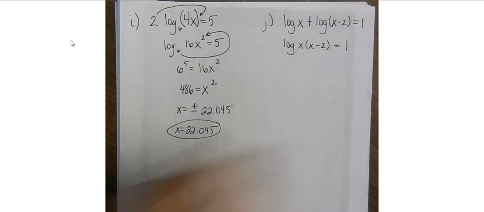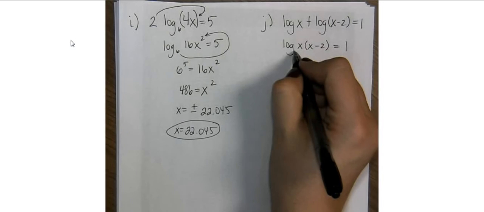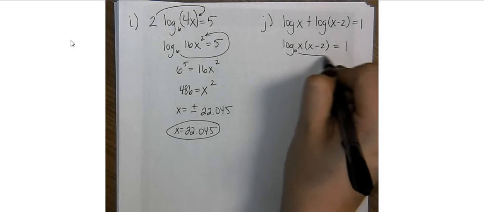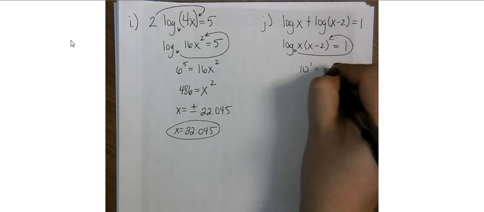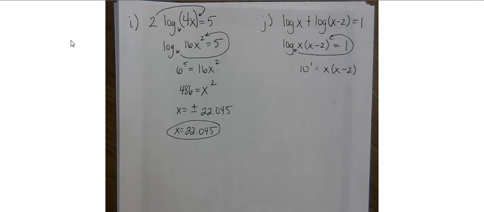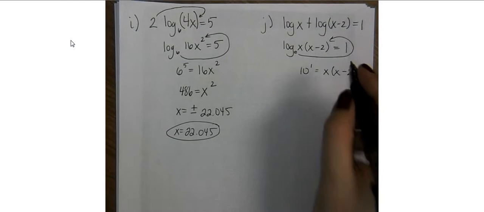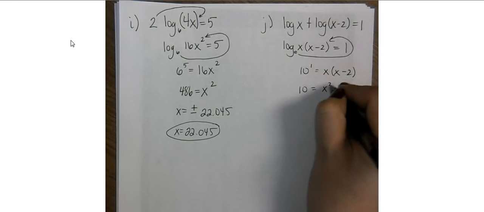All right, giving me this. At that point, you can then change it to exponential form. So right now, this is like log base 10. So this is going to give me 10 to the 1 equals x times x minus 2. And then you're going to want to distribute. So this is going to give you 10 equals x squared minus 2x.